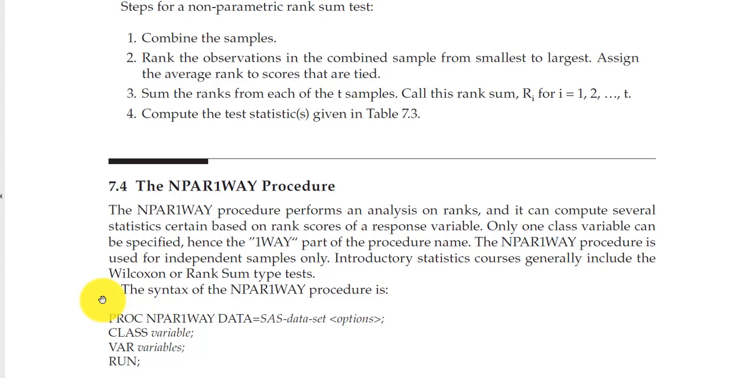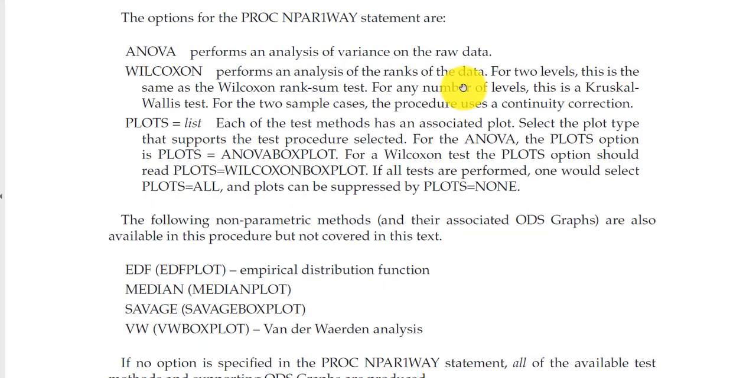Now the NPAR1WAY procedure will generate up to 9 different non-parametric tests and 1 parametric. It'll generate the analysis of variance, so in these options we can specify what it is we want. The only 2 we're really talking about here today are the analysis of variance and the rank sum tests. So here are the options for that NPAR1WAY statement: ANOVA and Wilcoxon. So it's Wilcoxon if we want the rank sum test, and if we have more than two treatment groups, it's going to be the Kruskal-Wallis test.